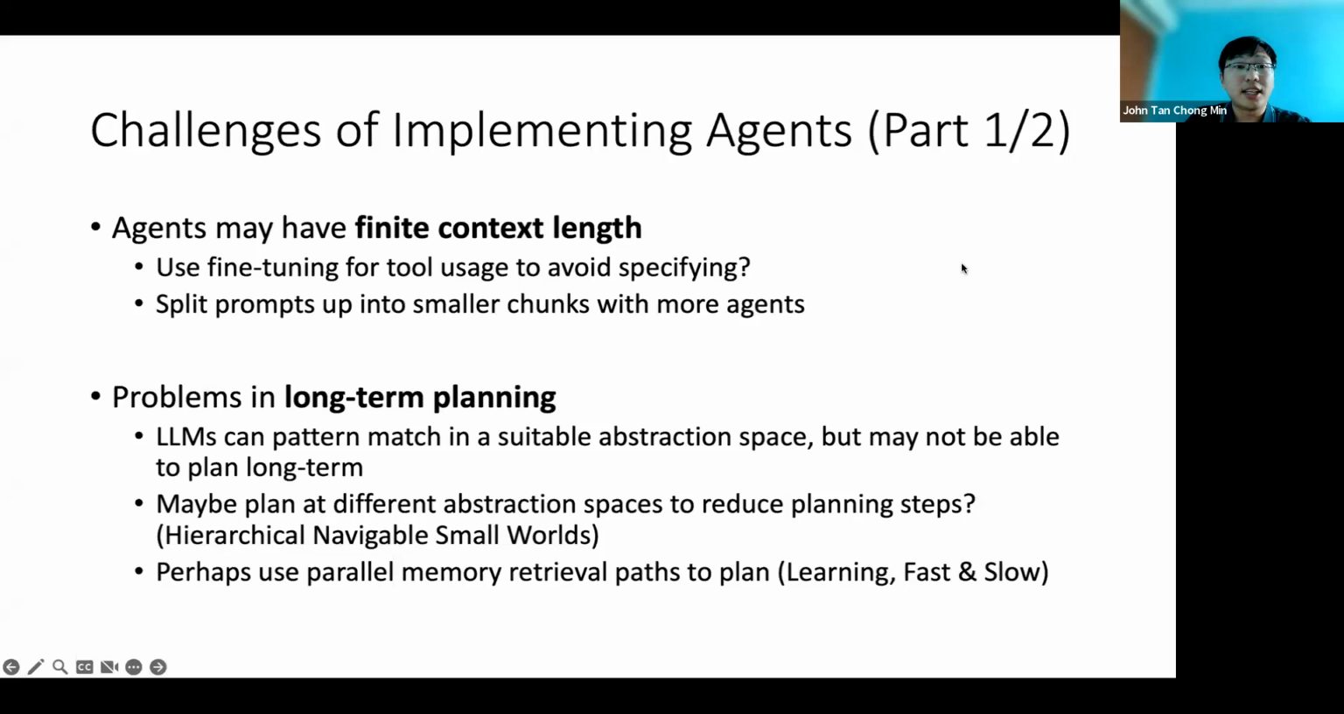Okay, I'll just start talking first. So one of the challenges for implementing agents is the finite context length. So with finite context length, you cannot put too much in the context, okay, unless you do fine-tuning. So there are papers that try to do usage of tools by fine-tuning. Is that a good idea? Okay, my instinct tells me it's not a good idea to fine-tune to use tools because when you fine-tune like that, all right, you can't change your tools anymore.